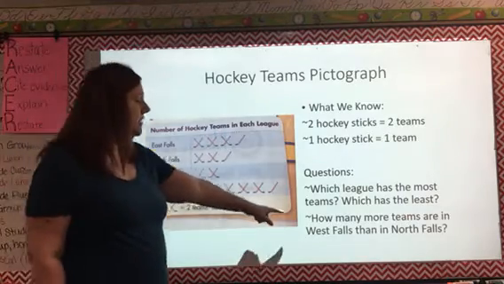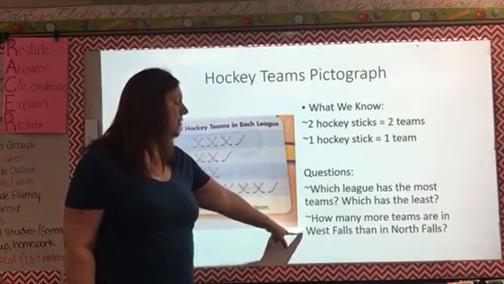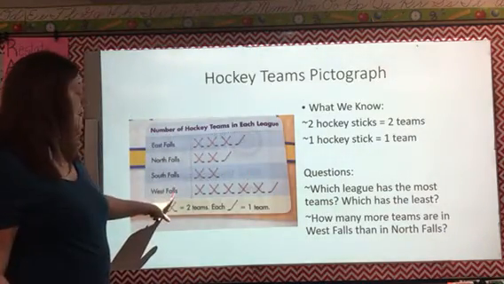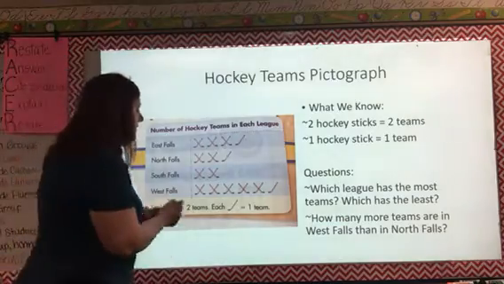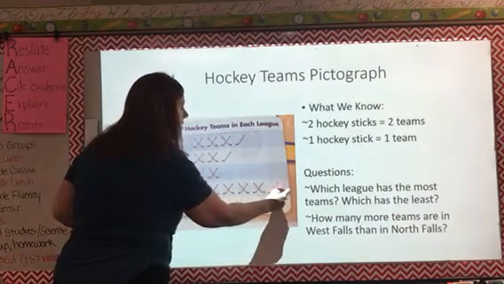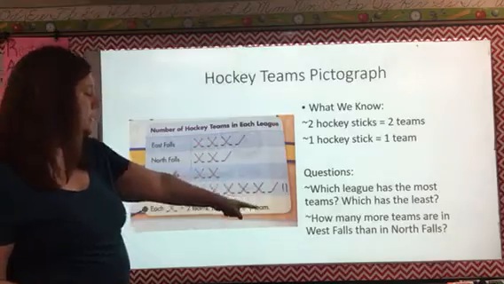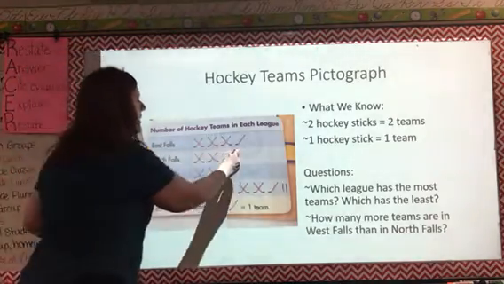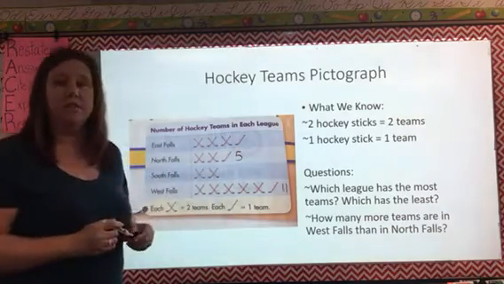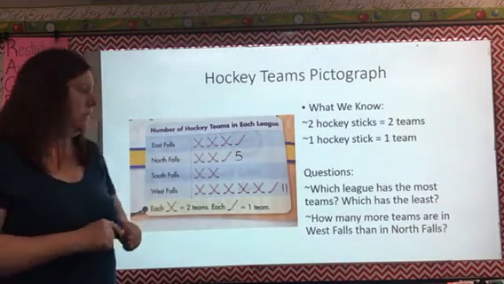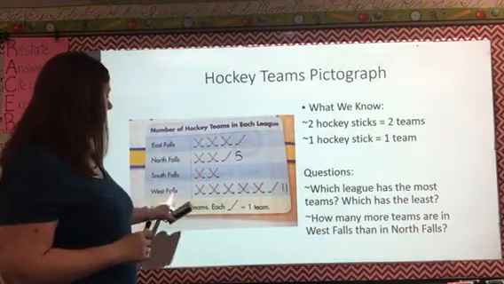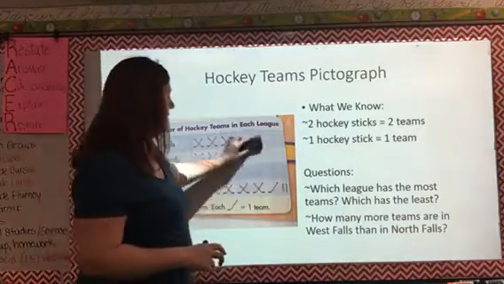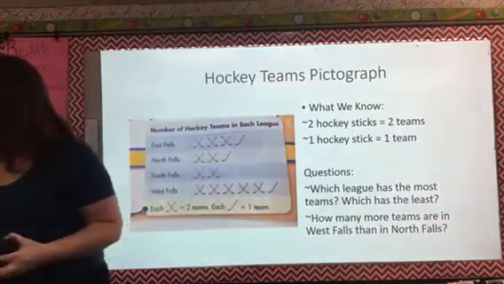Okay, let's look at another question. How many more teams are in West Falls than in North Falls? Okay, well, we said West Falls has 11, right? We counted those by 2s, and that last one gave us 11. North Falls has 2, 4, 5. So 11 take away 5, because it says how many more, gives us 6. There are 6 more teams in West Falls than there are in North Falls. Okay, pretty easy, isn't it?